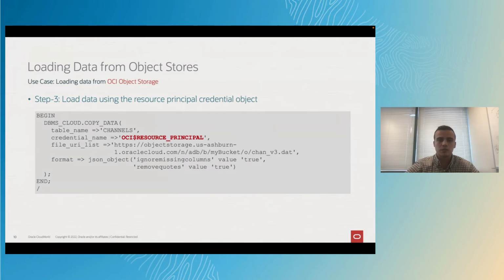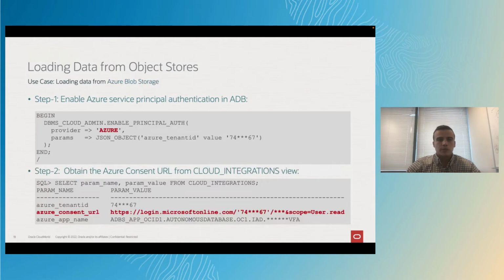If we were to, for instance, use Azure, our credential name will be different, of course. Speaking of Azure, let's repeat the same exercise for Azure Blob Storage as well. Again, the same methodology applies, meaning that we will be accessing Azure Blob Storage from our autonomous database, and our autonomous database still needs to authenticate itself against Azure Cloud.